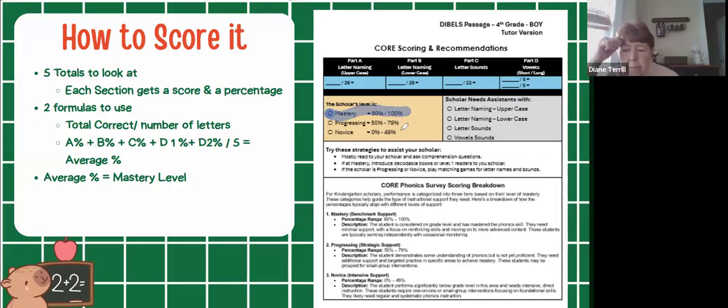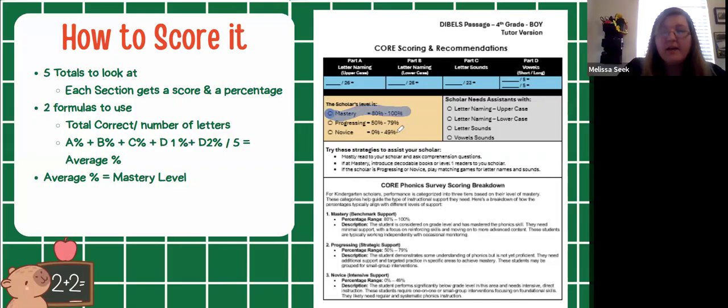Okay. So this section right here tells you, if they score between 0 and 50% in their average, then they're considered novice. If they are 50% to 79%, then they're considered progressing. And if they get anything 80% or above, that's considered mastery. They know their alphabet. They may have missed a few things here and there, but you are pretty confident that they are where they should be.